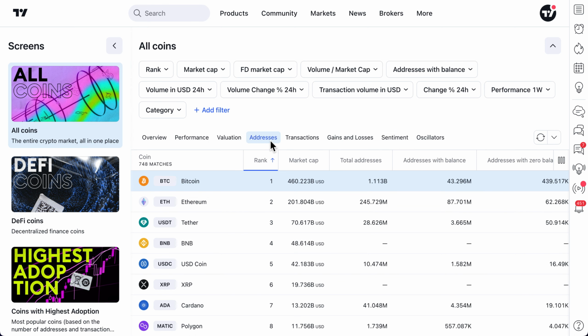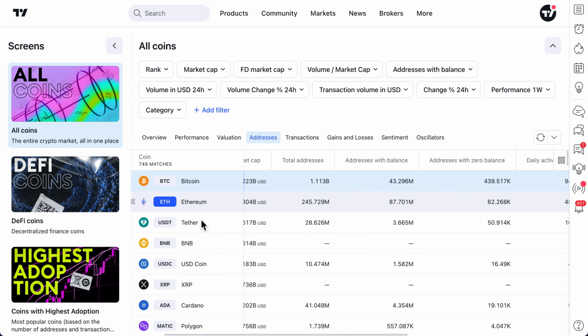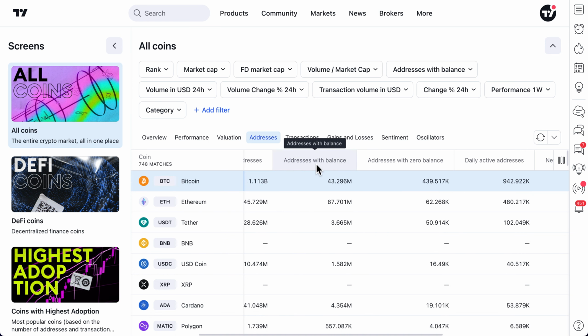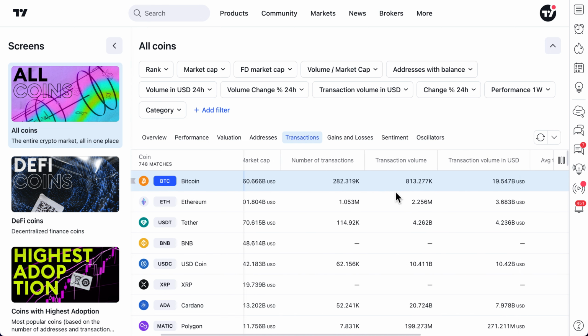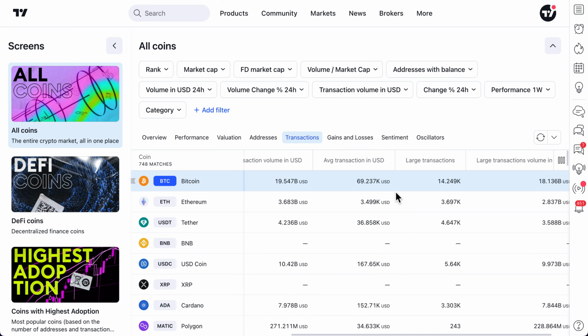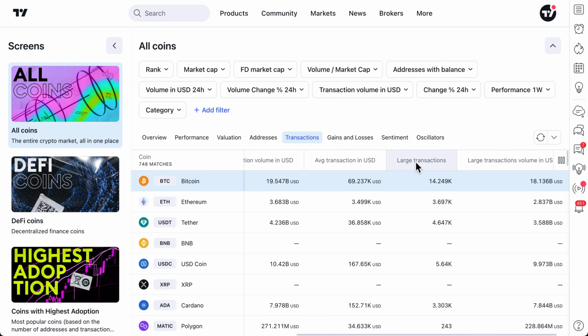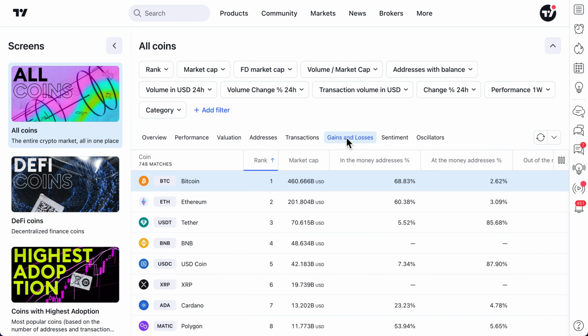As we mentioned, addresses is going to tell you how many addresses are associated with each cryptocurrency, including the addresses that have a balance or no balance, or that are actually active or not active. We can even keep going deeper to transactions. How many transactions are happening with that cryptocurrency? How large are those transactions? What's the average transaction? And then, of course, you can go to gains and losses.